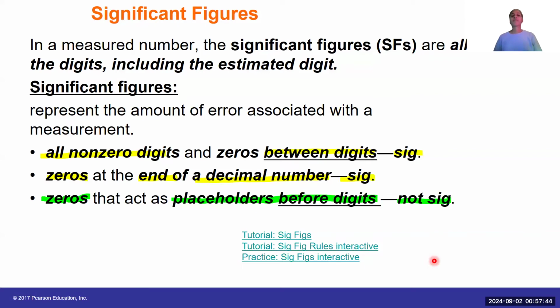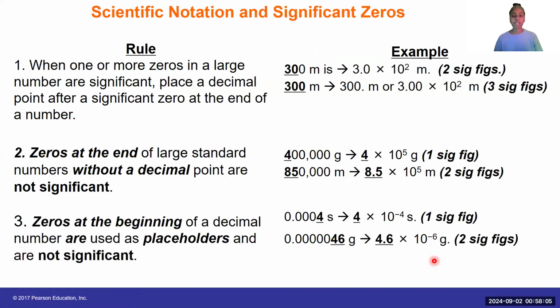If I have zeros at the beginning or to the very left of a number in a small number that's less than 1, those zeros are only placeholders. And if I have a really large number that has a bunch of zeros to the right, if there is no decimal place, then those digits are not significant. Let's take a look.